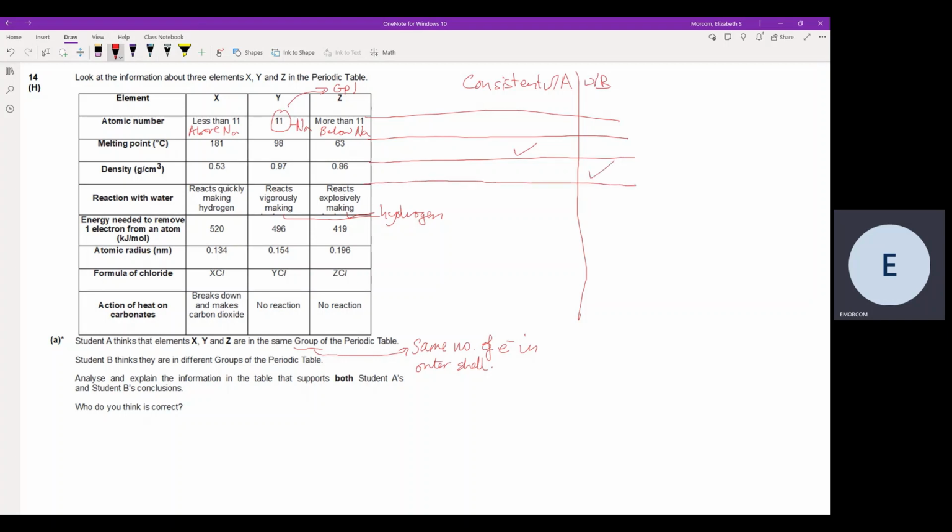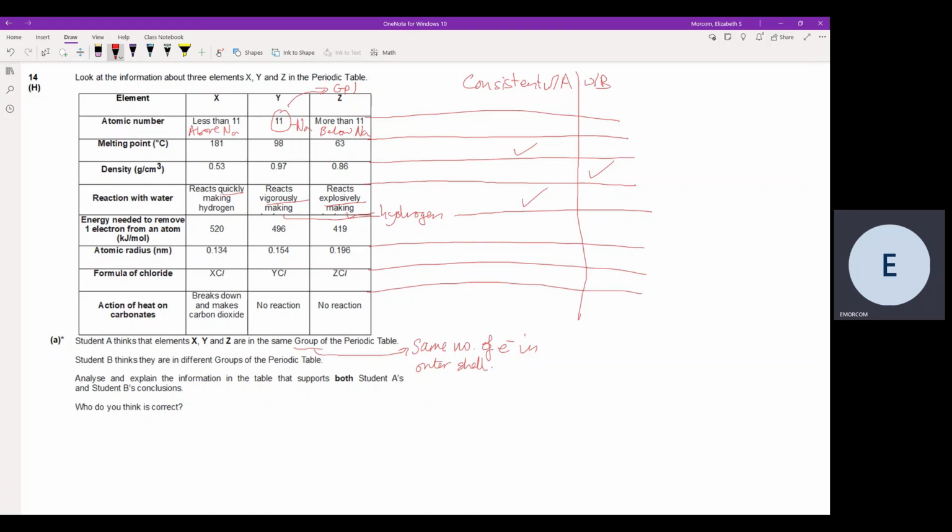Unless we had been given the densities of everything, it doesn't really help us to say, oh, these are the densities of those elements. So that's not very helpful. So it kind of supports B. Reaction with water, because they all make hydrogen, and we know that they're following the trend that as you go down group 1, it gets more reactive. So you've got reacts quickly, reacts vigorously, reacts explosively. That is consistent with student A's idea.